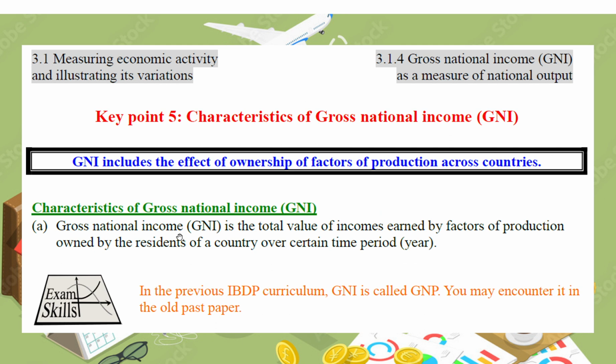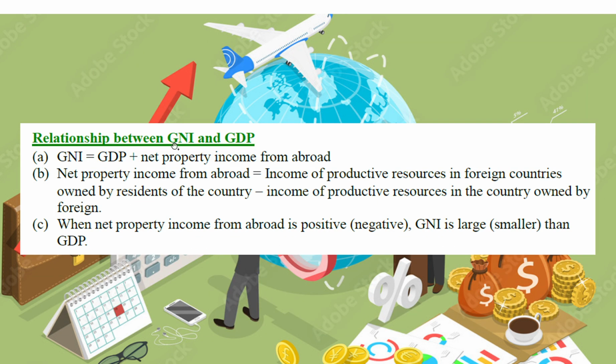Another concept we call gross national income. It is national, by the people, not by the geographical place. GNI includes the effects of ownership of factors of production across the country. GNI is the total value of income earned by factors of production owned by the residents of a country over a certain time period. Owned by the residents. In the previous IBDP curriculum, GNI was also called GNP. You may encounter it in old papers, but in the new one, it must be GNI, gross national income.